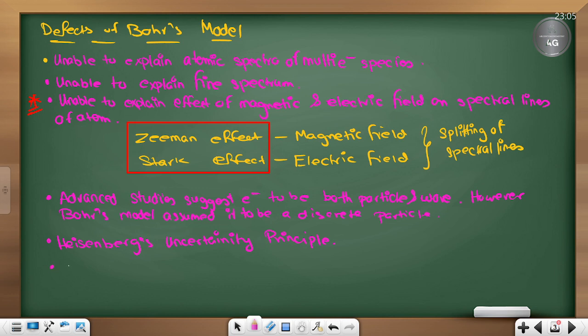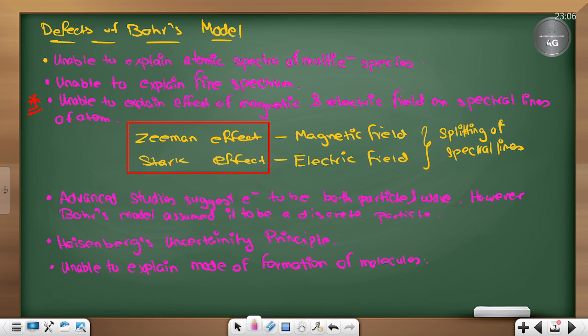Then the last one is combination of molecules. Unable to explain the mode of formation of molecules. That means why exactly atoms combine to form molecules, this was not told by Bohr.